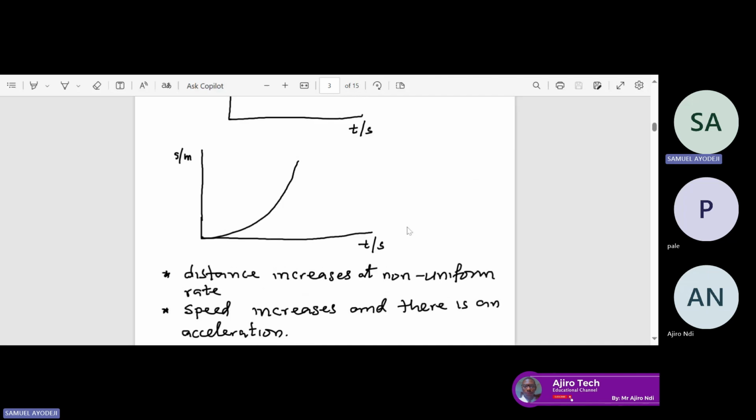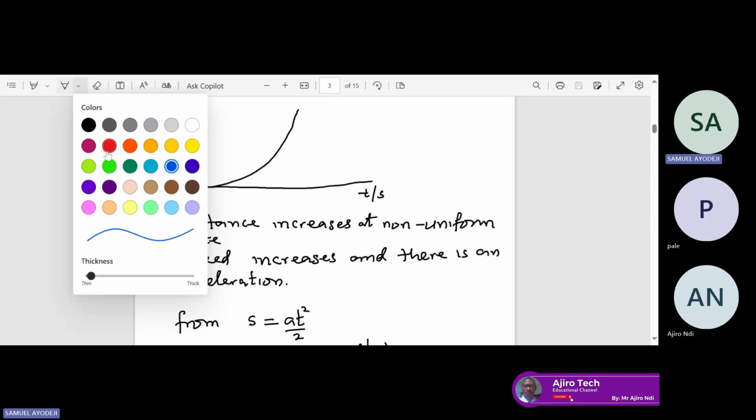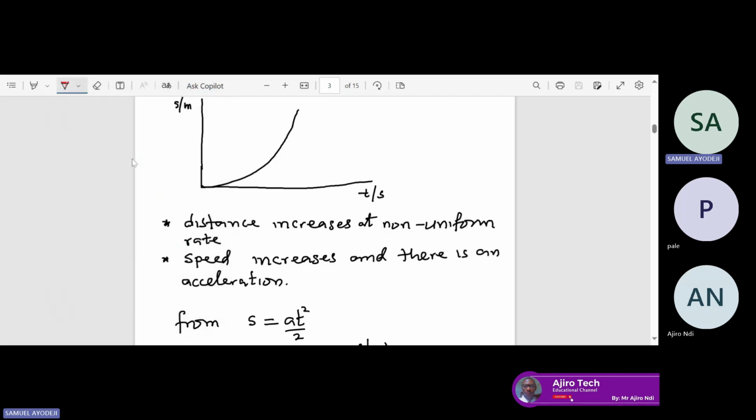Now this is another one. Distance increases at non-uniform rates. This is an increasing graph. The gradient is increasing. This is an increasing-gradient graph. So you should understand when the graph increases. What does it mean? Let me put something here. How do I even know it increases? If you are to draw, I used to do it this way.